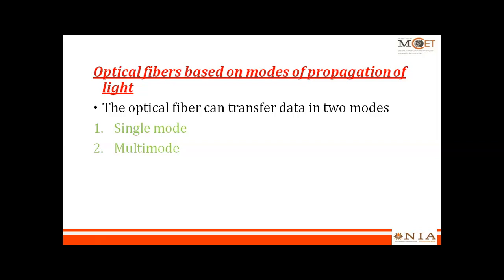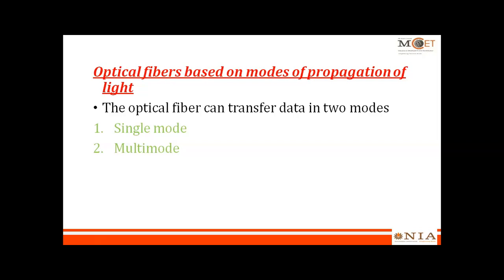Based on the waveguide nature, we can classify fibers into single mode as well as multi-mode. Single mode means only one mode: the light travels through the waveguide along only one mode. Multi-mode means there are different modes available to guide the light from source to destination.